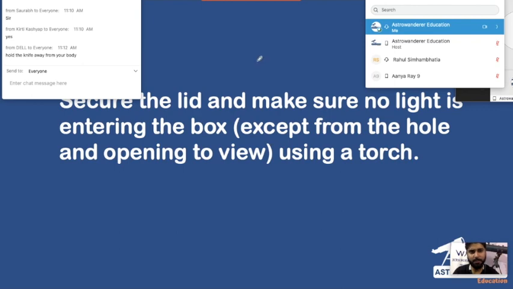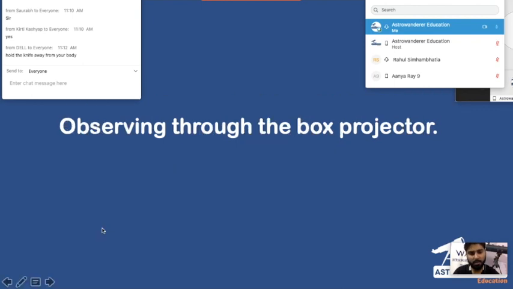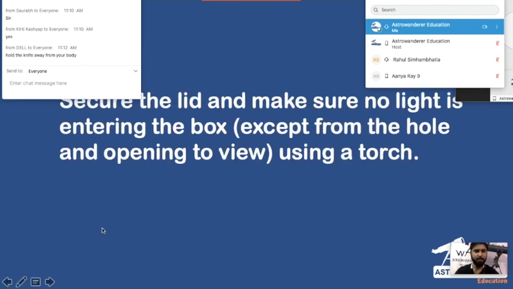Once you have pierced the hole, close the box and secure the lid. Now one thing that you need to check is, there are only two openings for light to enter. One, this hole, and this viewer. This is the place where I am going to place my eyes. From no other place should the light enter.